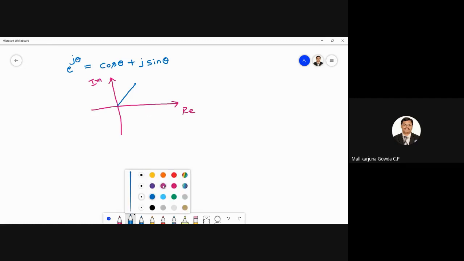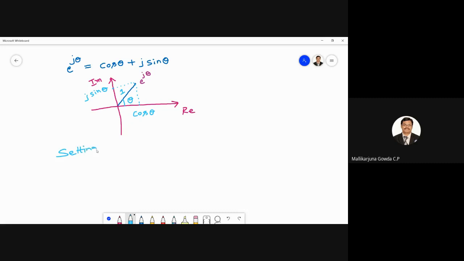E power j theta, with what angle? This is the angle theta, with a magnitude of 1. If I project this onto the real axis, I get cos theta. Similarly, the projection onto the imaginary axis gives j sin theta. This is a very basic thing. I hope everybody is aware of how to write e power j theta in terms of cos theta and sin theta, and how to draw that. This is known as the phasor diagram.